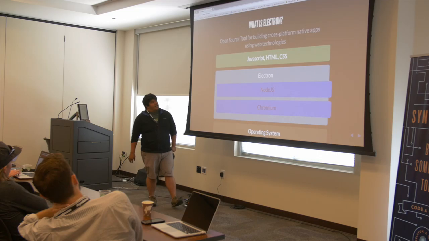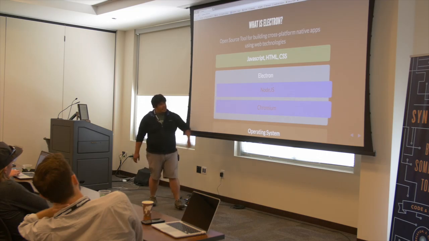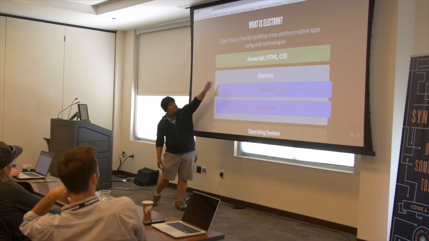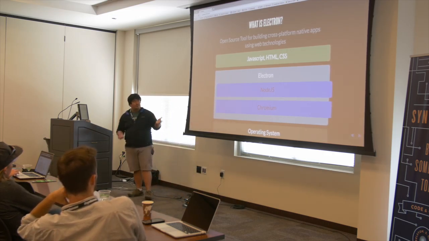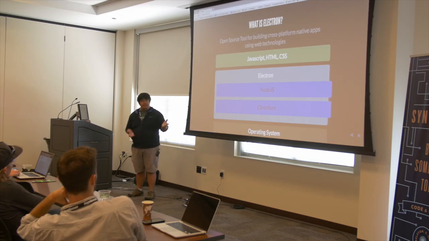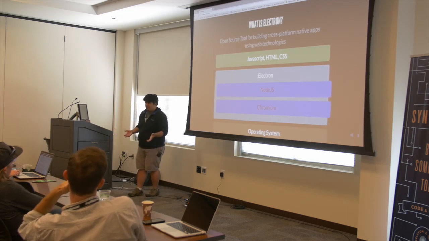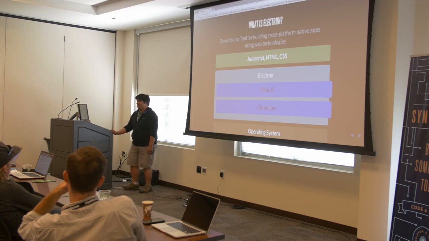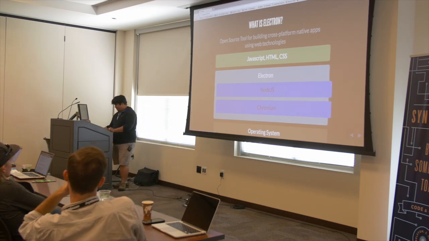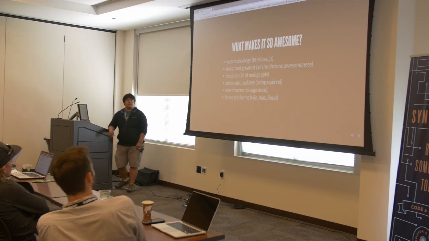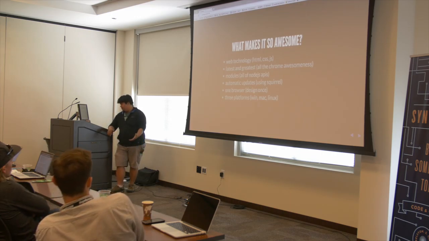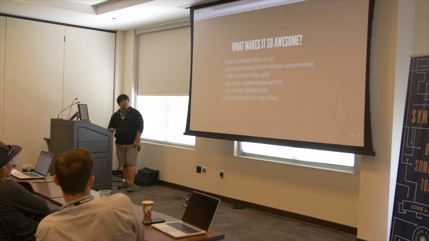So here's a more architectural overview. Electron is an open source tool for building cross-platform native apps using web technologies. Here sits your operating system. And here is Electron, which has Node.js and Chromium. You develop in it, and the application is written in web technologies, which makes it super accessible and really easy to use, especially if you write JavaScript, which everyone's writing nowadays.